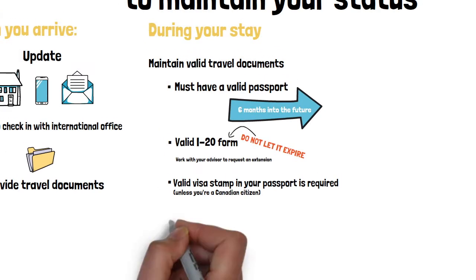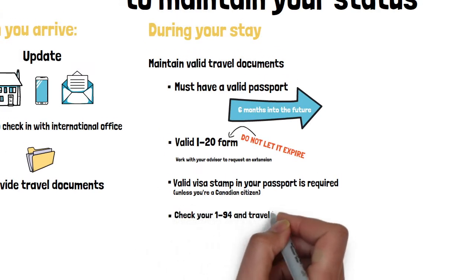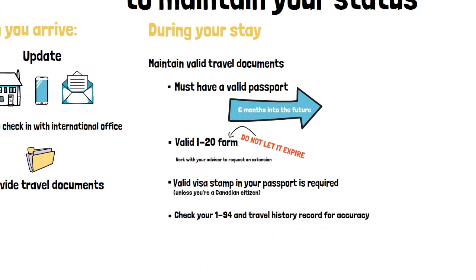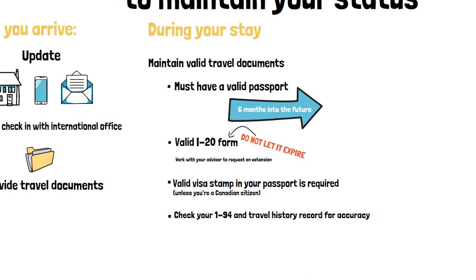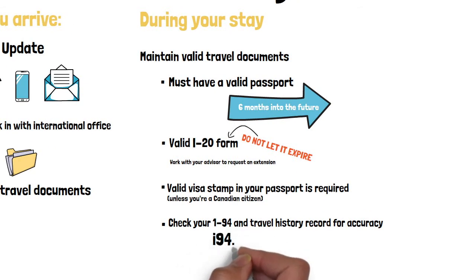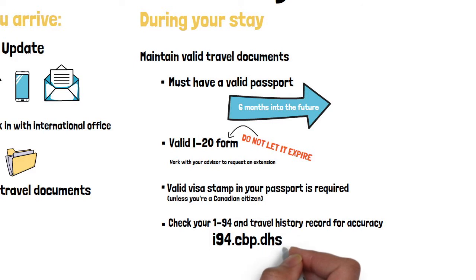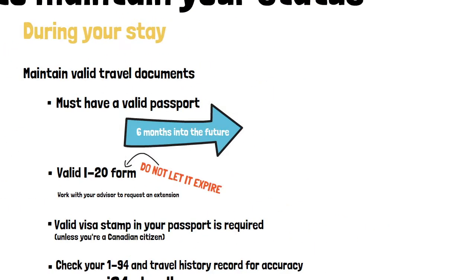Before and after you travel, you should check your I-94 and travel history record for accuracy. Your travel information can be verified at i94.cbp.dhs.gov. If errors are found on your record, consult with your international office.